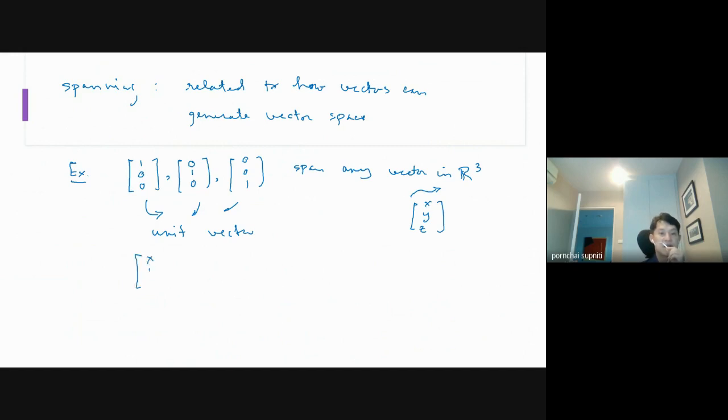So if I have x, y, z, and I want to build this vector from these unit vectors, what I can do is very simple. I can just do it like this: x times 1, 0, 0, plus y times 0, 1, 0, and then plus z times 0, 0, 1, okay? So it means that we can use these unit vectors to generate any arbitrary vector x, y, z, okay?